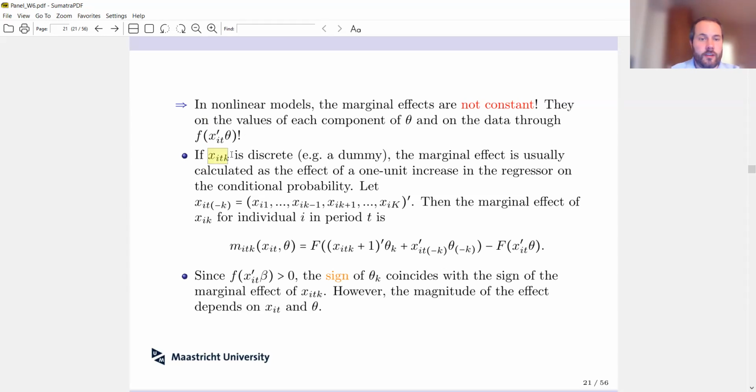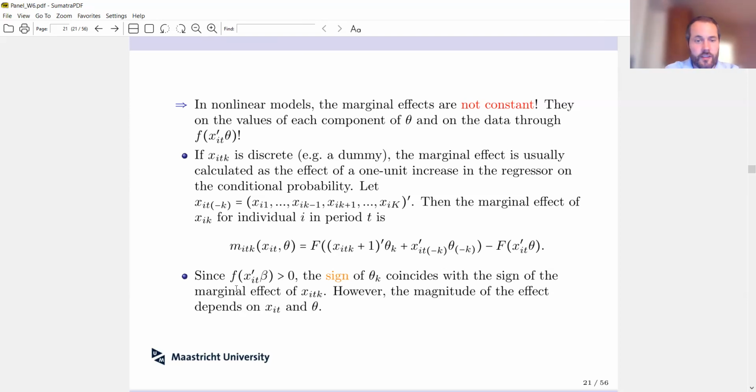When a component of x is discrete, for instance, when you have a dummy variable, then you typically look at the one unit increase. So the marginal effect that you're interested in is basically the F when this is x plus 1, versus the same F when the original x. I hope this is sufficiently clear.